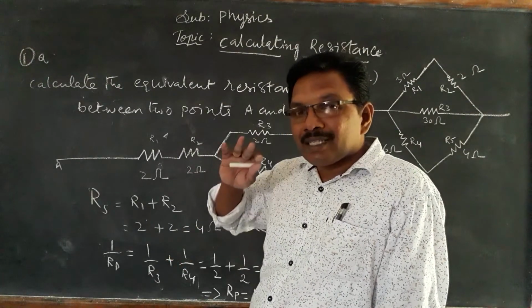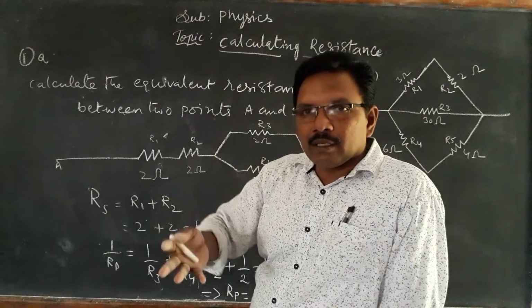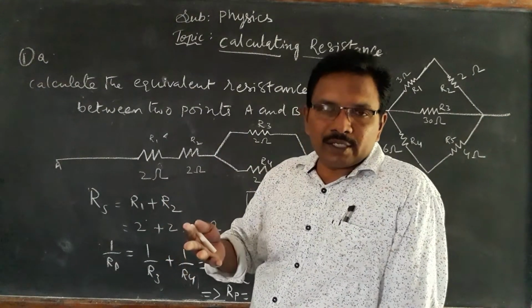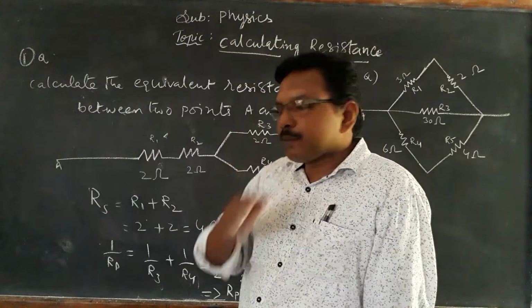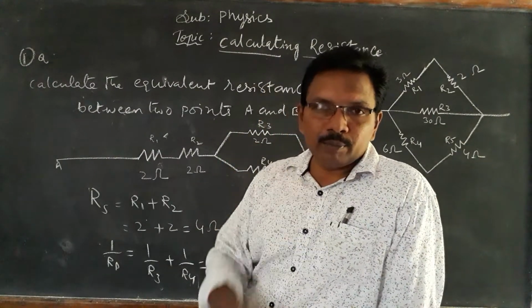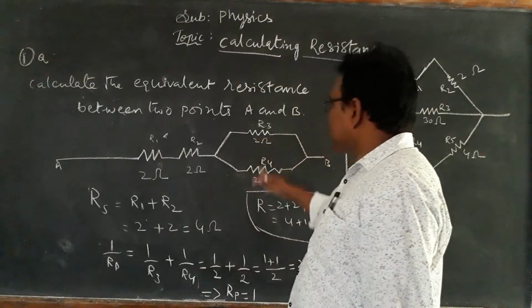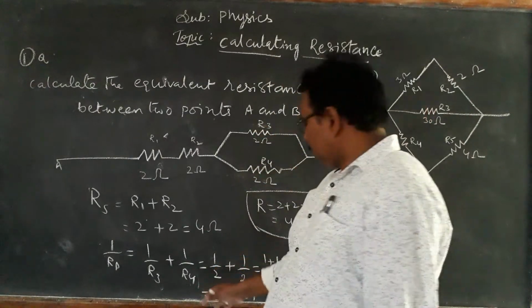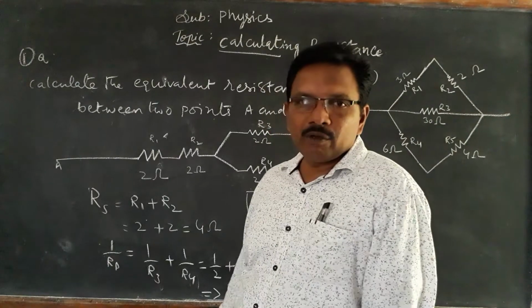Then that result, reciprocal means reverse that fraction. Then you will get the total resistance of the parallel resistors, the total resistance between parallel resistors. Then here you got 1.